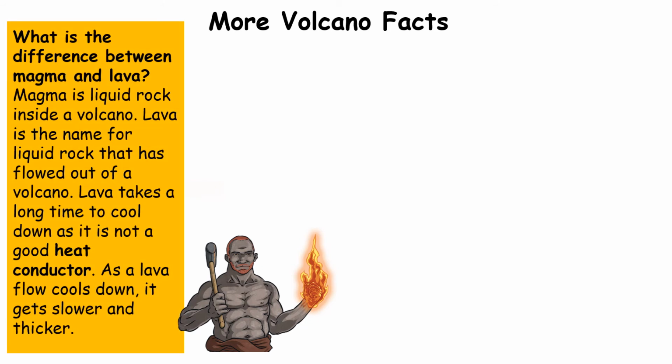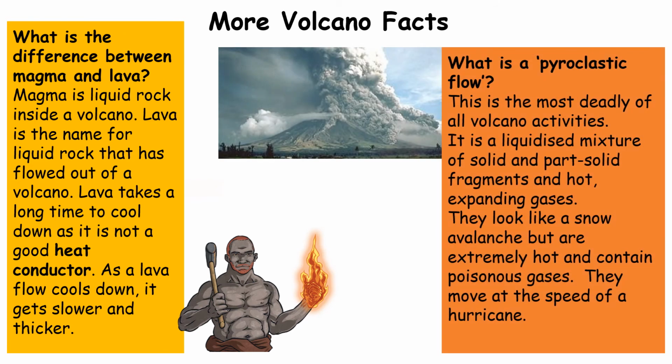Okay, a few more quick facts for you. So, the difference between magma and lava: lava is outside of the volcano, magma is inside the volcano, and lava is not a good heat conductor, and it cools down as it flows.